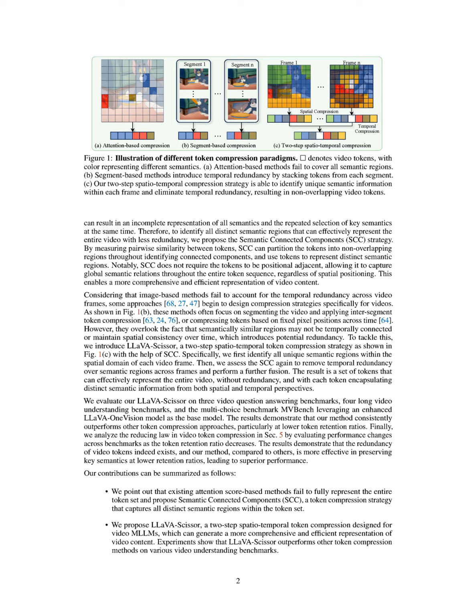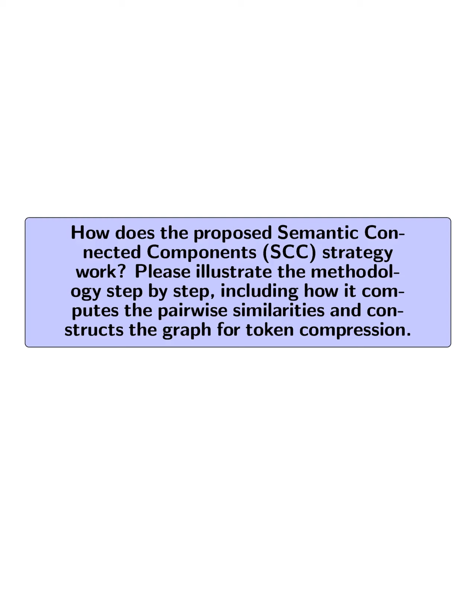Additionally, LLaVA-Scissor's two-step compression process first compresses tokens spatially within frames and then further reduces redundancy temporally across frames, enhancing its effectiveness compared to other methods that overlook temporal relationships. The results demonstrate that LLaVA-Scissor consistently outperforms other token compression approaches, particularly at lower token retention ratios, by preserving essential semantic information more effectively.